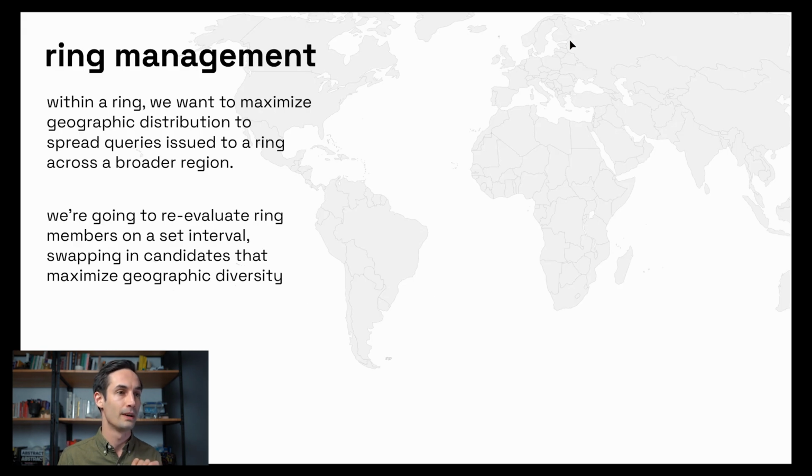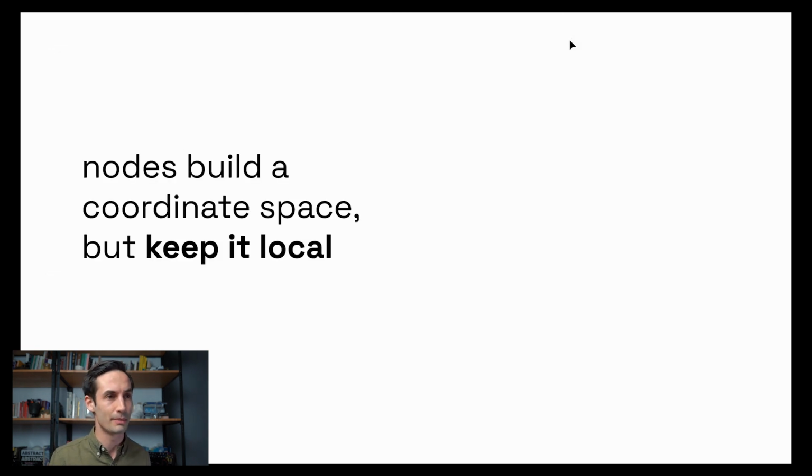And so this is going to be reevaluated pretty continually and is independent of any queries that you're serving with your selected set. So you can imagine picking an interval. Every minute, you're going to probe again and try to maximize each ring's geographic distribution. Now, the first thing that jumps out to me is, okay, how do you maximize geographic distribution if you only have latency as your number?